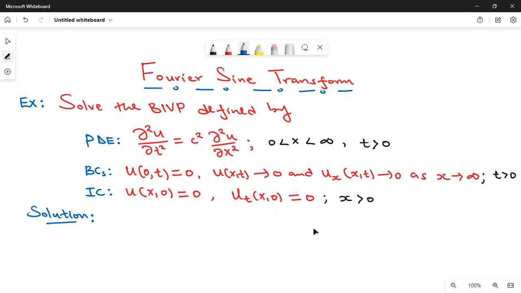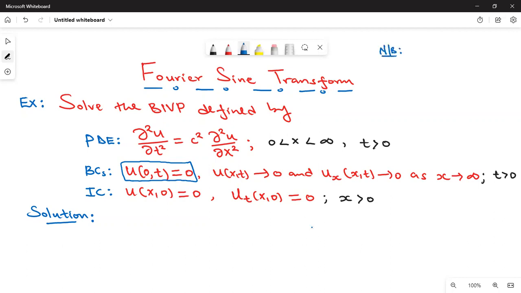So we need to use the Fourier Sine Transform. But you see, at some point, you might not even be told which transform to use between Fourier Sine and Fourier Cosine Transform. What will guide you is the boundary condition at the starting point, at the lower end. If you know the solution at the lower end, then use the Fourier Sine Transform.